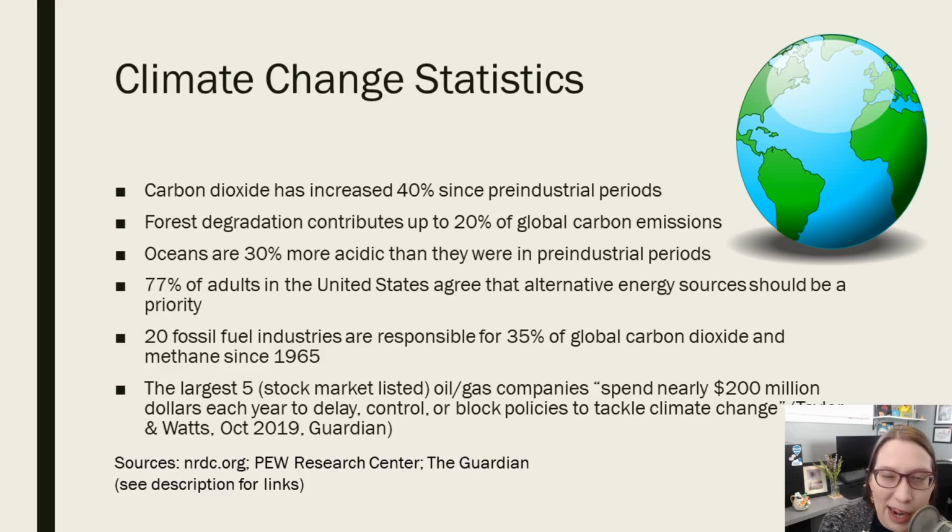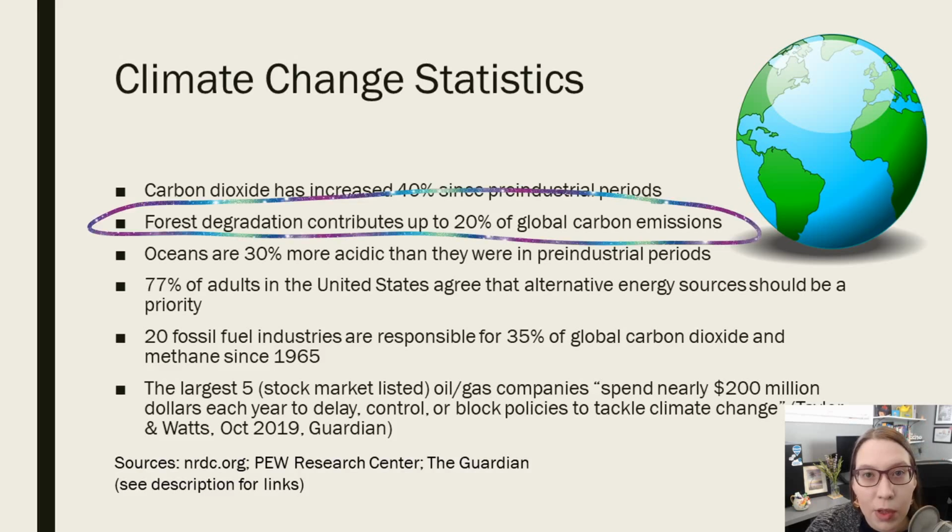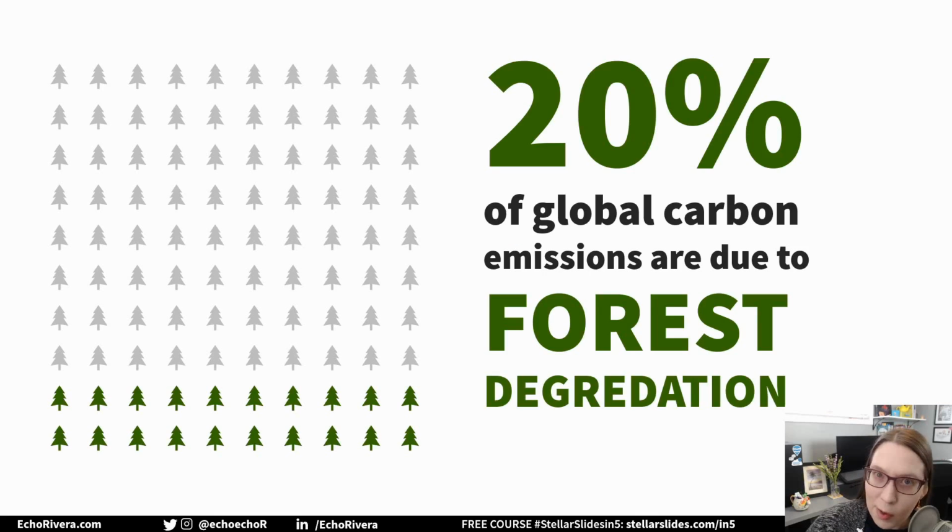Moving on, we're back to this version which buries the stat in an unengaging, boring wall of text slide. But now let's do this bland bullet point. Forest degradation contributes up to 20% of global carbon emissions. Once again, okay, fine, great. Just another number thrown on the slide. We need to make this stand out a little more. How about an icon array?